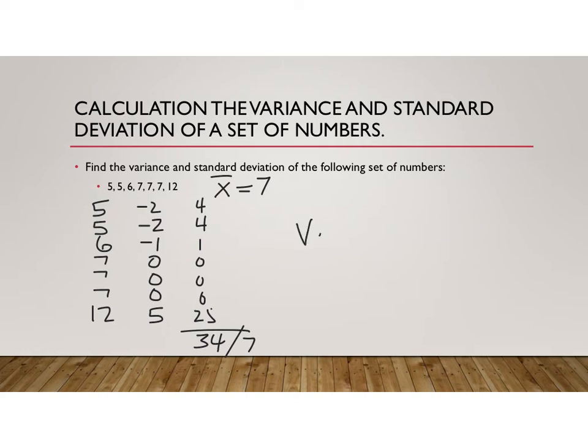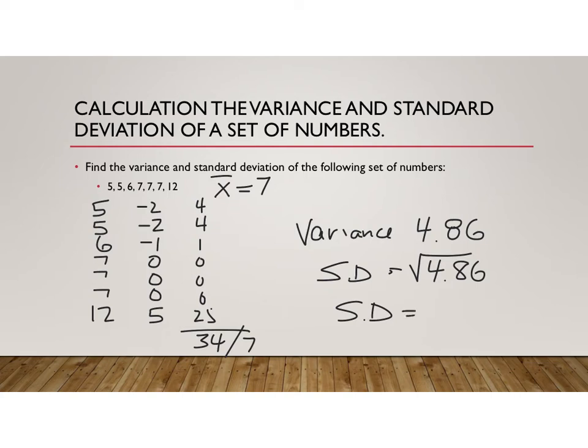And my variance in this case would be 4.86. Standard deviation is then the square root of 4.86, which would be about 2.2. So this was less than the previous one we did, because if you look at the numbers, they are very close together, except for the 12, which could potentially be considered an outlier in this set.